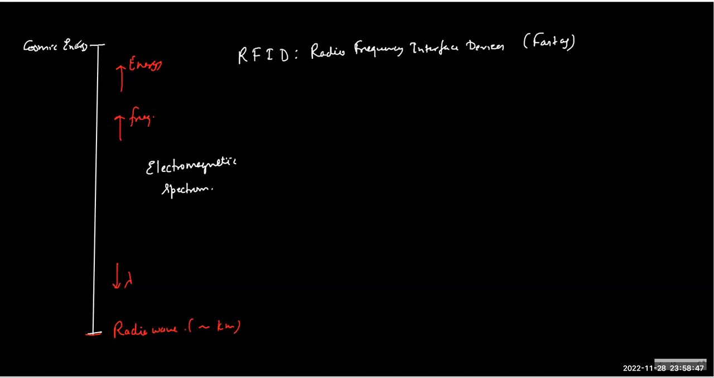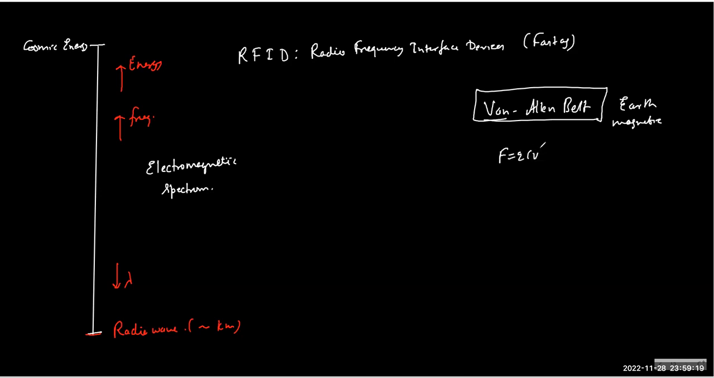So thanks to the Van Allen belt, I have talked about this somewhere. The Earth's magnetic field, which extends thousands of kilometers away from Earth's surface, is so powerful that it traps most of the electrons. We know the formula in magnetism, that force equals Q into V cross B. So Earth's magnetic field is powerful enough to capture most of the charged particles which are coming from outer space. And that is how we are protected.